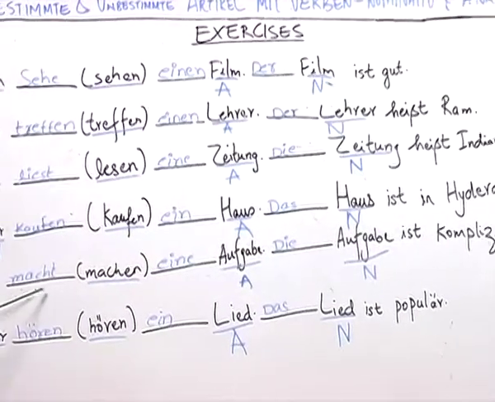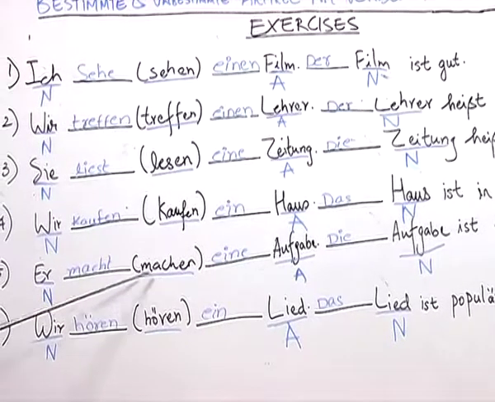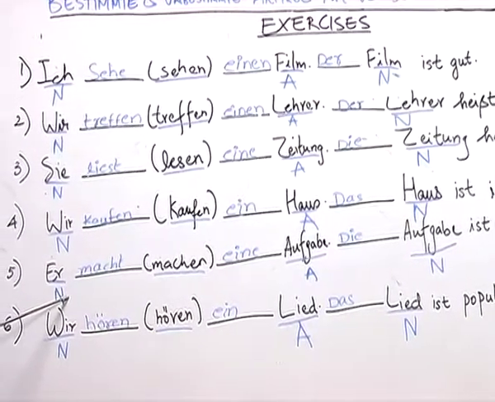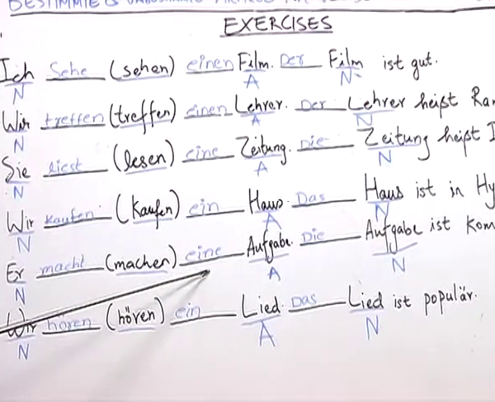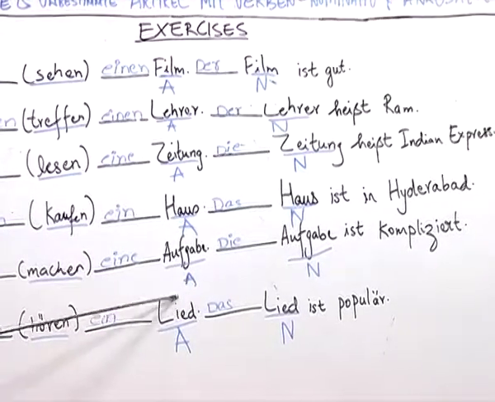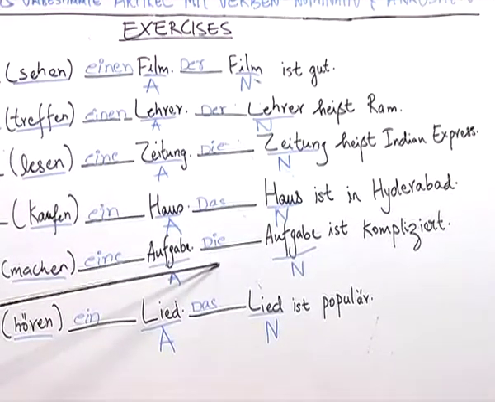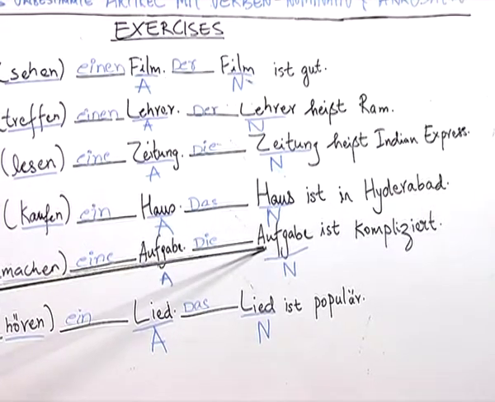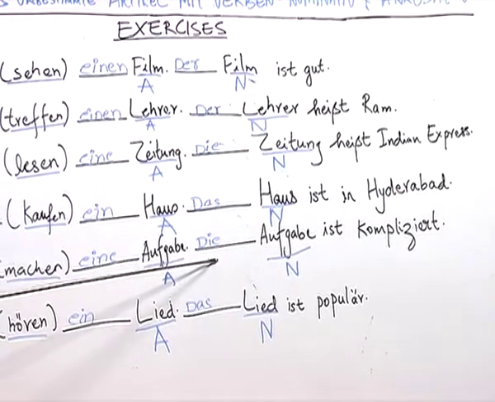Here our student conjugated the verb machen to macht according to the third person singular category, and wrote the correct form of the indefinite article eine, which appears in accusative, and also wrote the correct definite article for the noun Aufgabe, which is mentioned here as die.